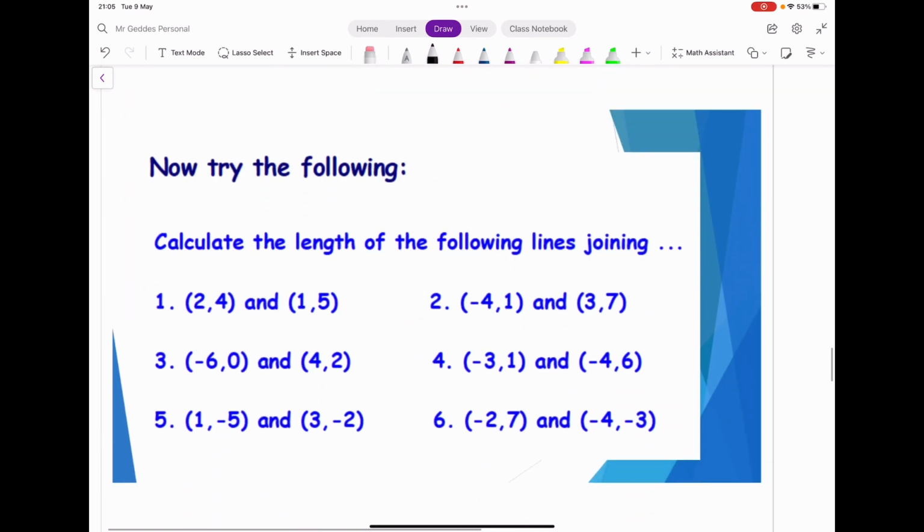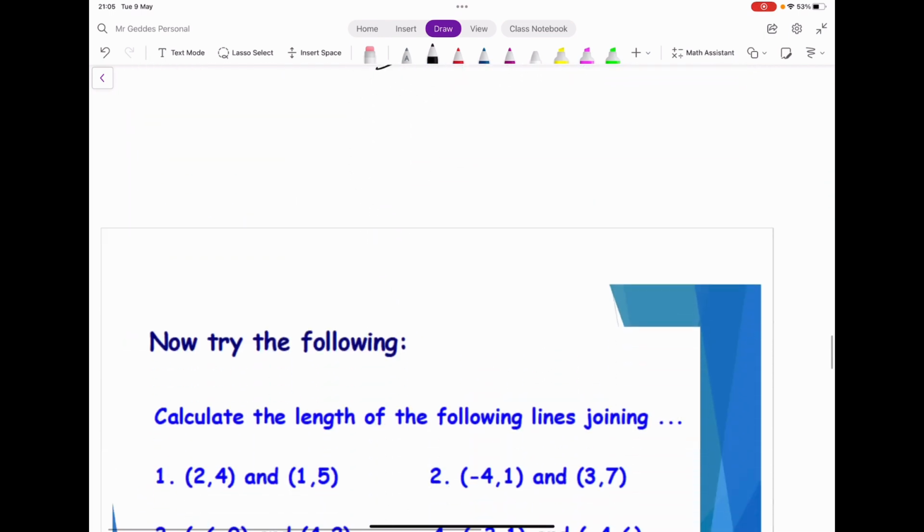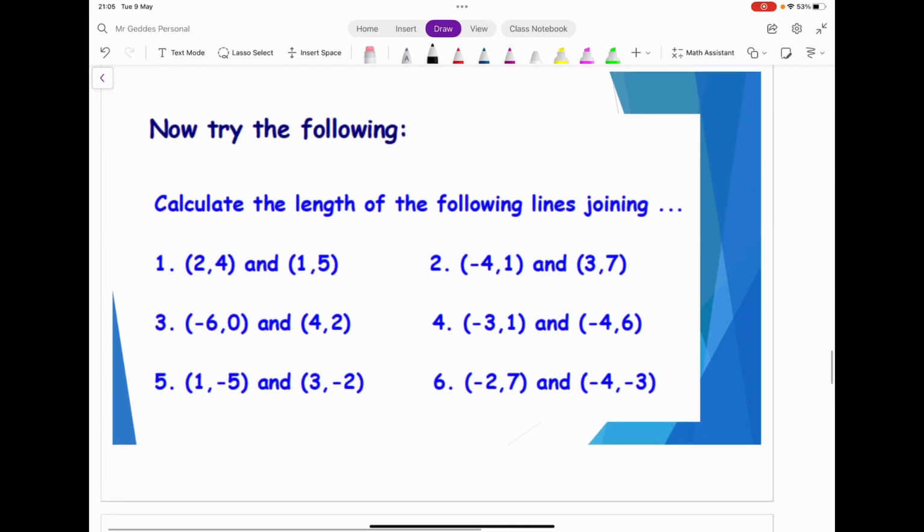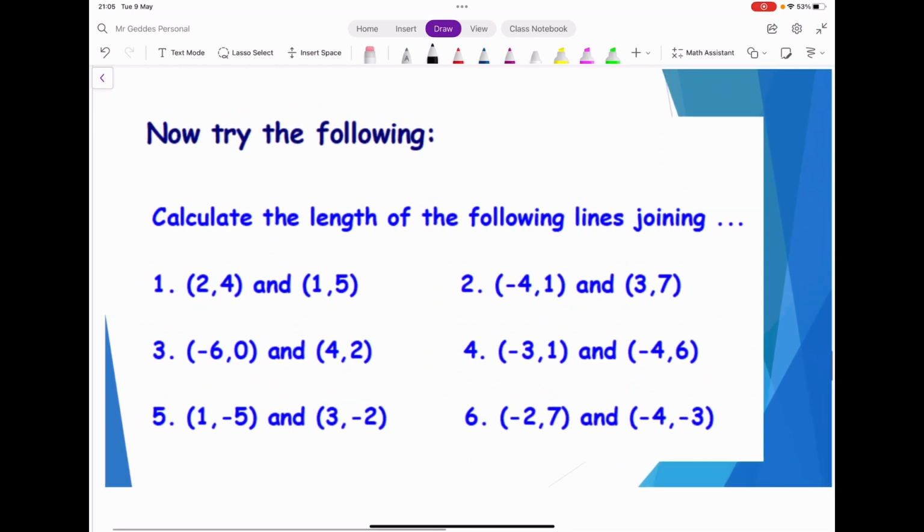So I'll shift you on to a few for you to try. Remember, use the distance formula, x1, y1, x2, y2, and calculate the distance between these points. And I'll give you a second to pause just now.